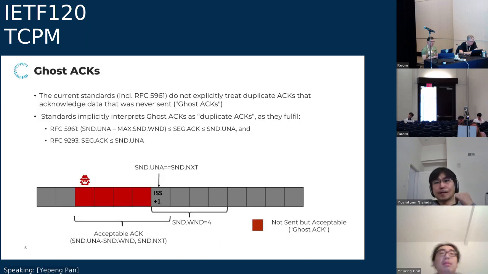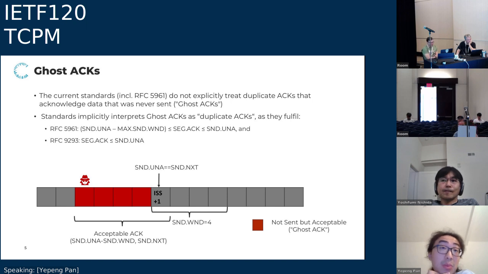But unfortunately, even with the two standards after RFC 5961, it's still possible that an attacker could acknowledge something out of the window, and we call this ghost ACK. This happens for newly established TCP connections when there is no data, only a few bytes transferred. As you can see in the plot here, if we have a newly established connection, then we have send acknowledged equal to send next equal to the ISN plus 1.